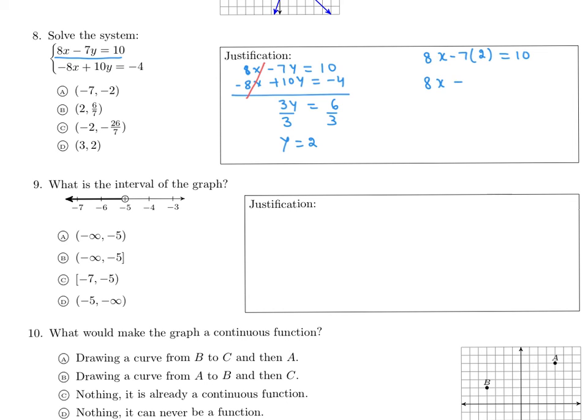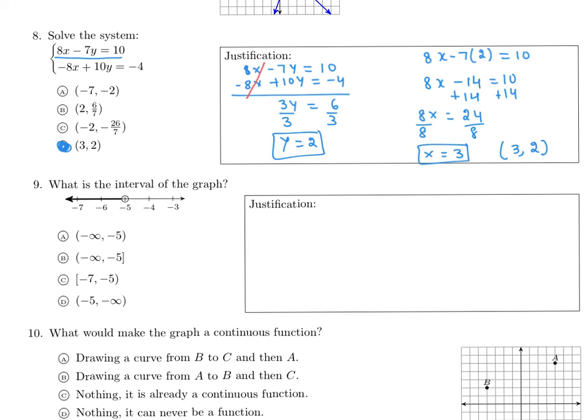So 8x minus 7 times 2 equals 10. 8x minus 14 equals 10, and then add 14 on both sides, you get 8x equals 24. Divide by 8, you get x equals 3. So x is 3 and y is 2. If you write it in coordinate form, that's going to be 3 comma 2, and that's option D right here.